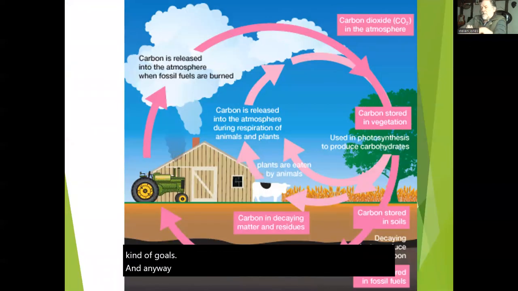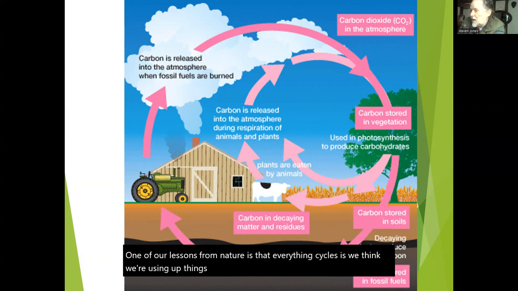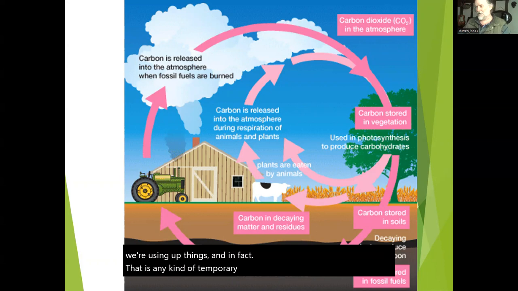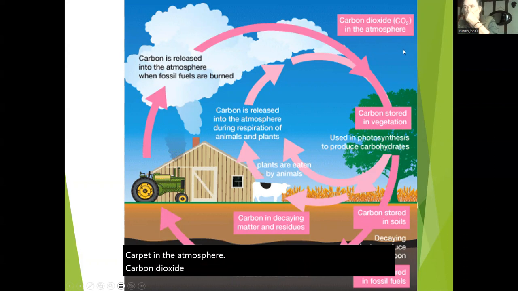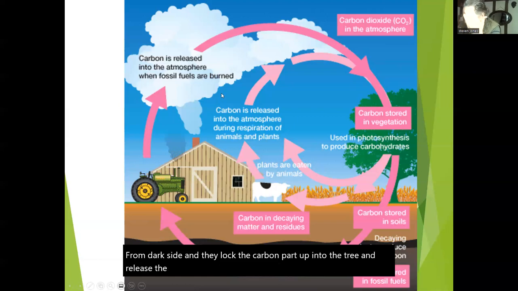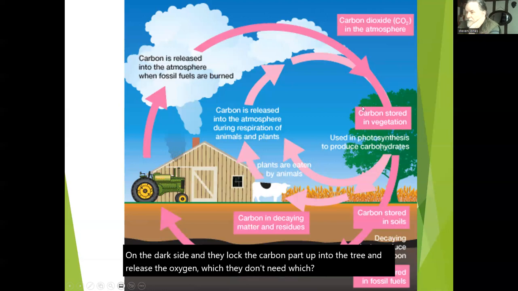And anyway, one of our lessons from nature is that everything cycles. We think we're using up things, and in fact, that is only temporary. So let's explore this journey of carbon. It's carbon in the atmosphere, carbon dioxide, part of the atmosphere, part of what we breathe in and out, and as plants photosynthesize, they draw in carbon dioxide and they lock the carbon part up into the tree and release the oxygen, which they don't need, which is very useful to us.